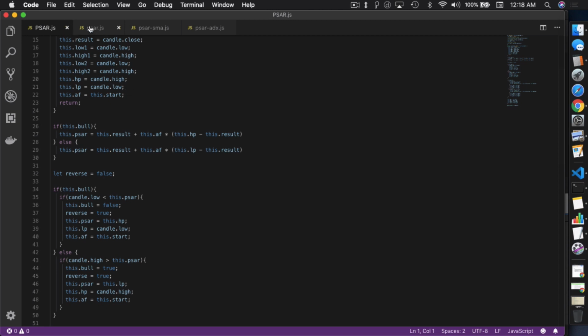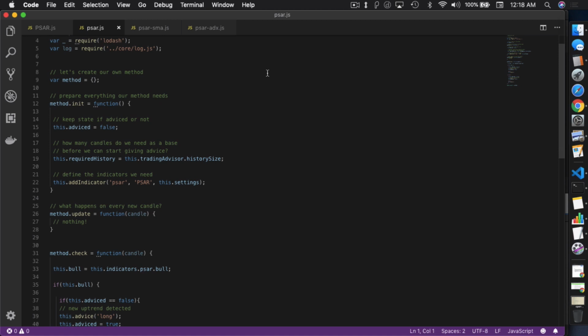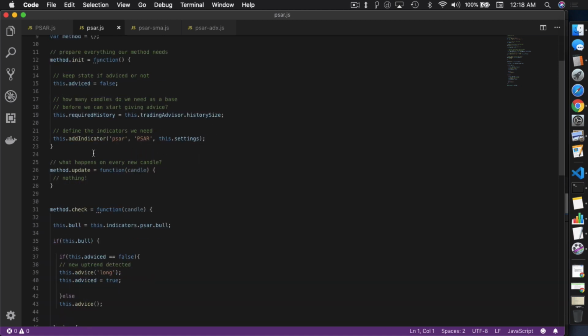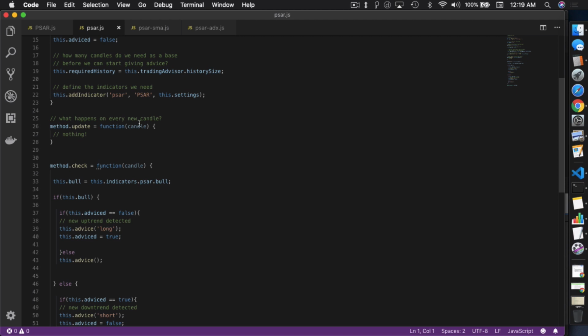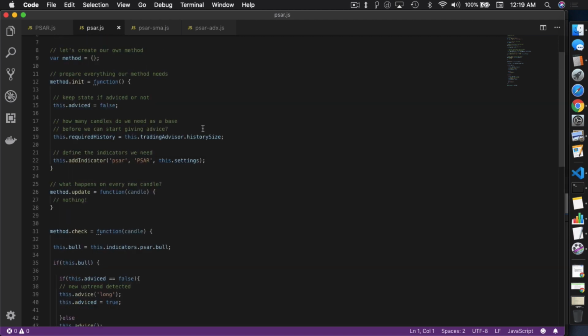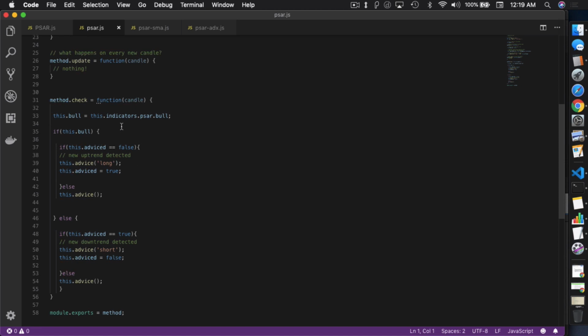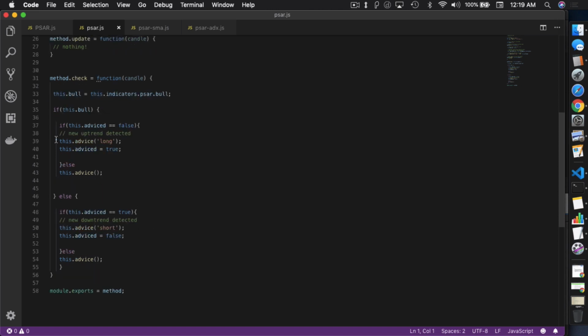So what he does here in this strategy, so this is the strategy now, is he goes and adds the PSAR indicator in here when you initialize the strategy. And then inside the check method, he just sets this.bull equal to this.indicator.PSAR.bull. That's all it is. It's a true or false value. If it's true, you buy, and otherwise, you sell. So if this.bull is true, this.advice is long, so you buy. Else you would just say this.advice is short, so you sell. So that's that simple. Very, very, very straightforward.